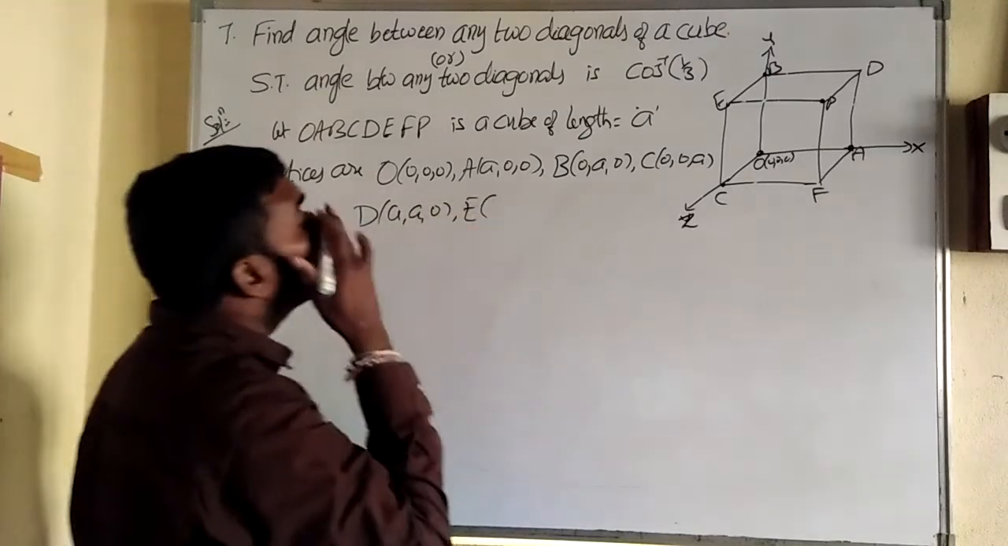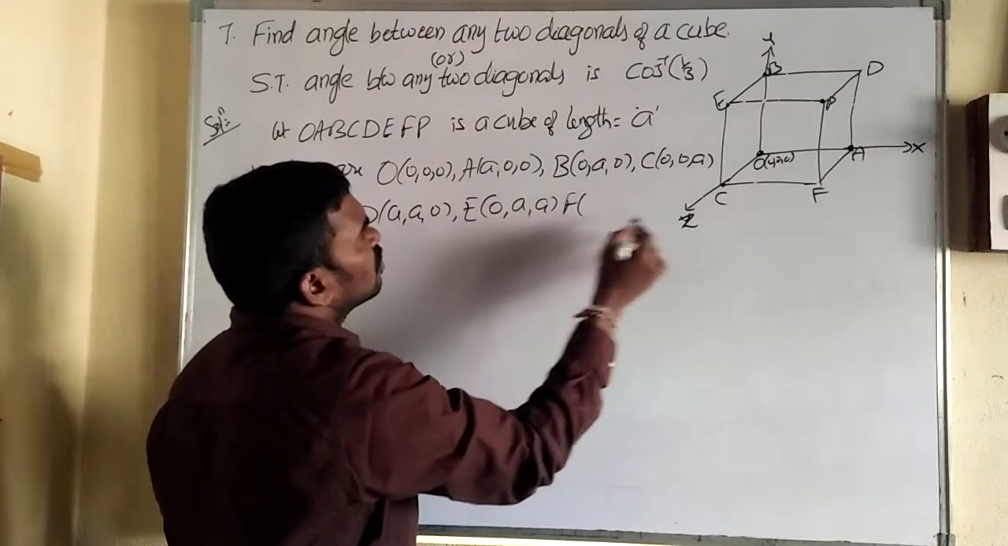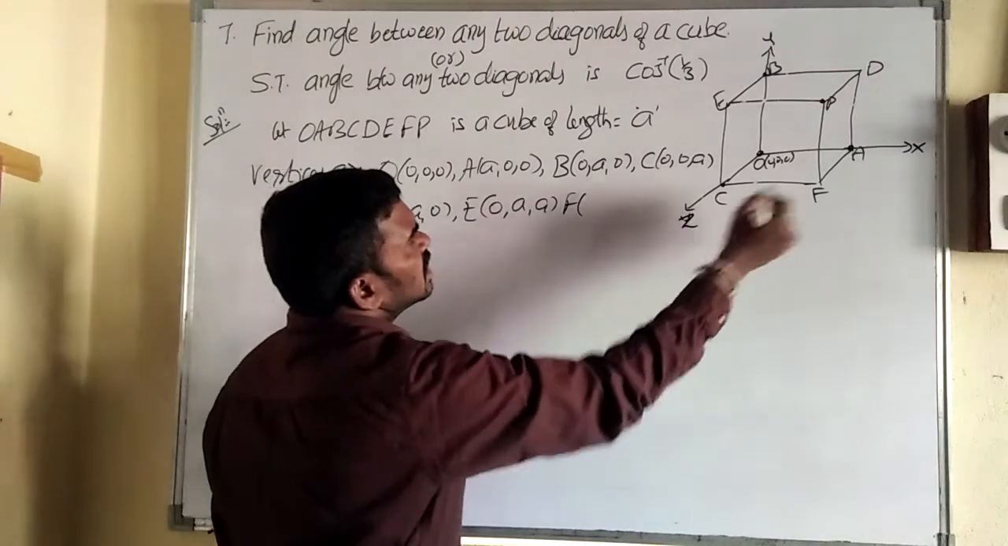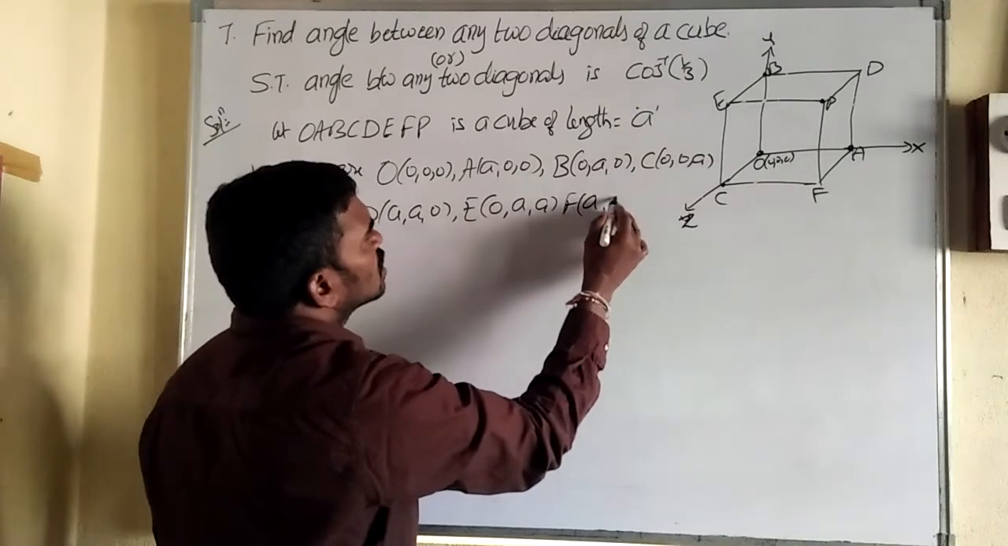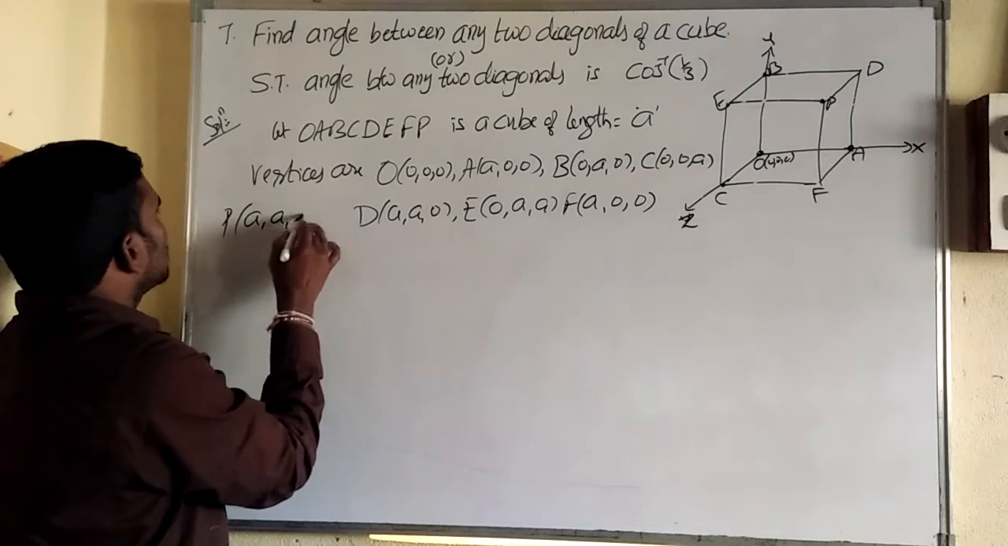E is between Y and Z, so (0, a, a). And F is between Z and X, so ZX coordinates there: (a, 0, a). Next P, here I am writing (a, a, a).